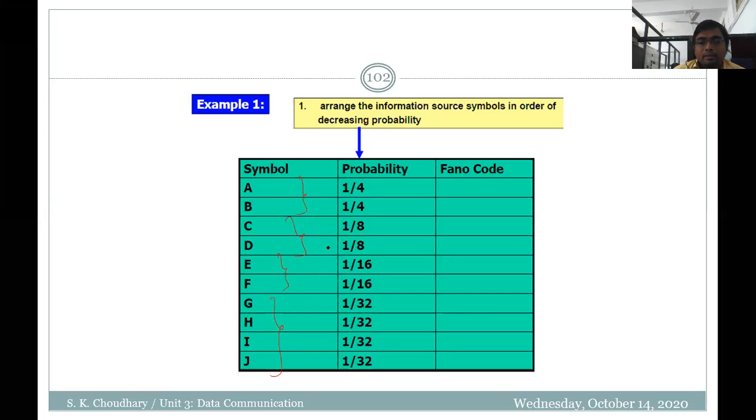So we have arranged the information source symbols, from A to J, according to decreasing probability. It is not the case that after A, because in English B comes next, we write B and then C like this. We have arranged them according to the value of the probability in decreasing order.